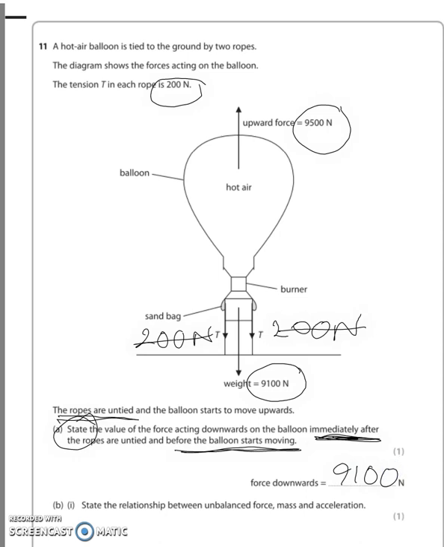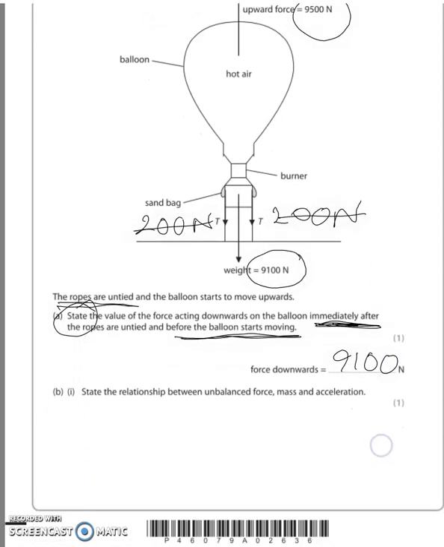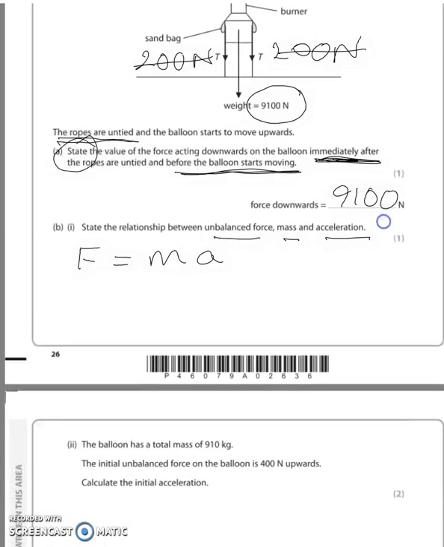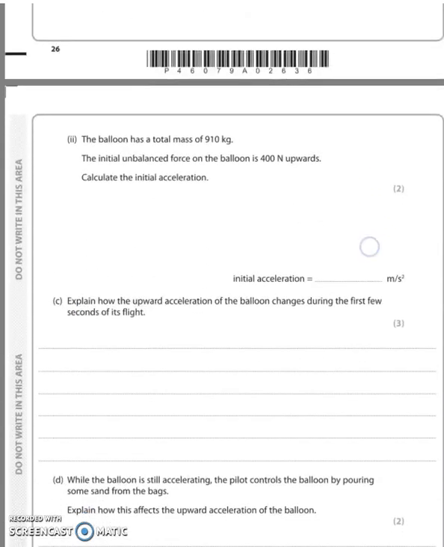Okay. So state the relationship between unbalanced force, mass, and acceleration. If you want to, you can get away with just writing F equals ma, but as we always advise, much better to actually write it out properly using the words, much less chance of you making a mistake. So that would be unbalanced force equals mass times acceleration. Nice easy mark.